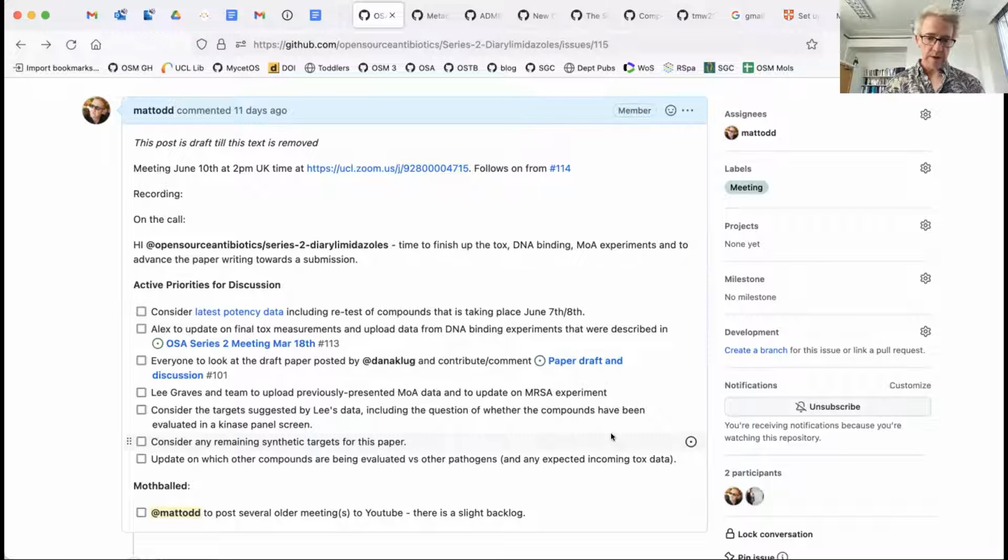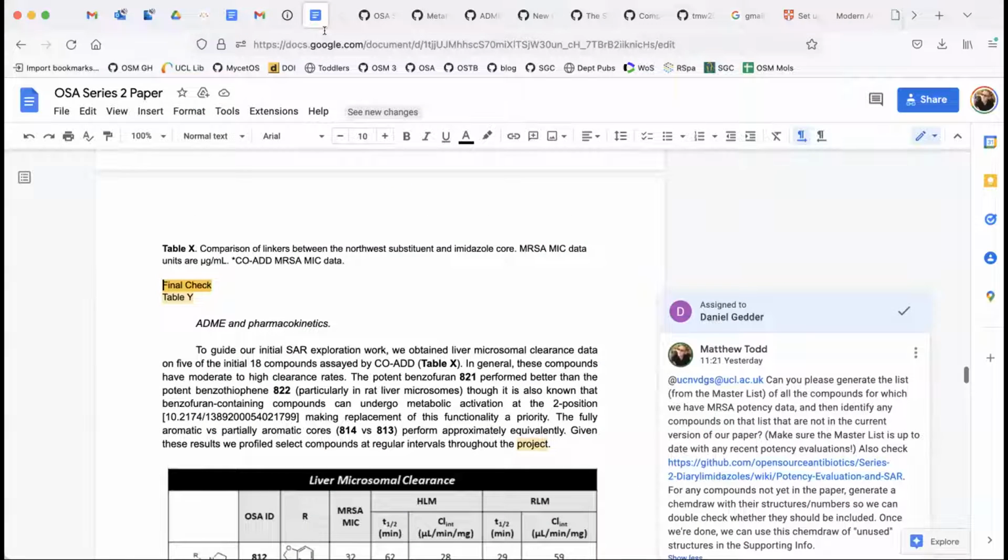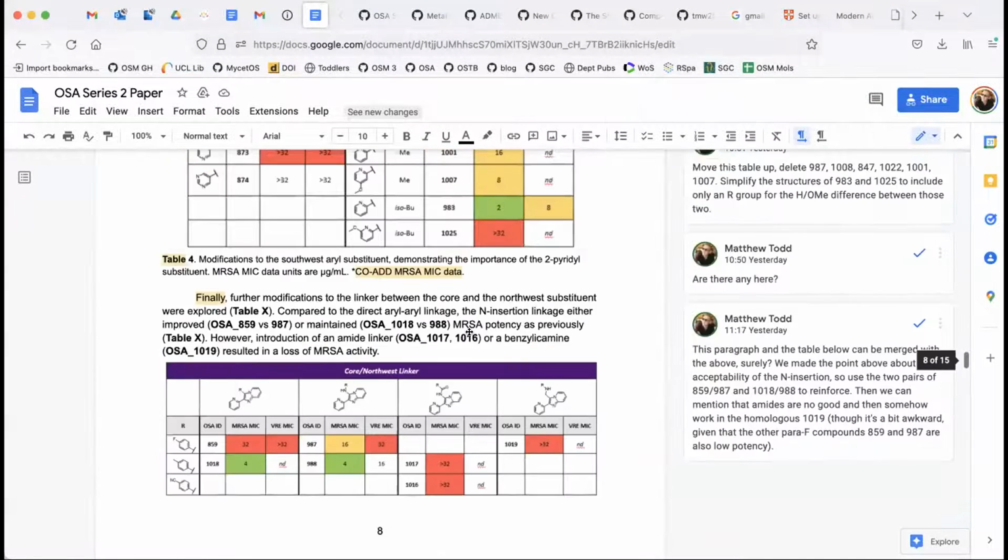To my mind, this is a kind of ACS MedChem Letters kind of paper, right? Something of that kind. ACS Infectious Diseases, that kind of thing. I was going to say, it feels a little bit long to be a letter at the moment. I wonder if it could be a JMC with all of the additional biological data that's going in there as well.